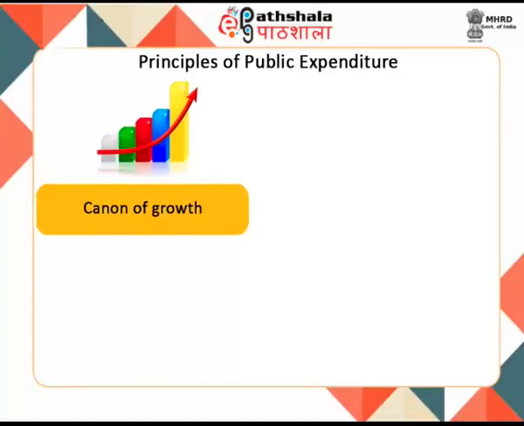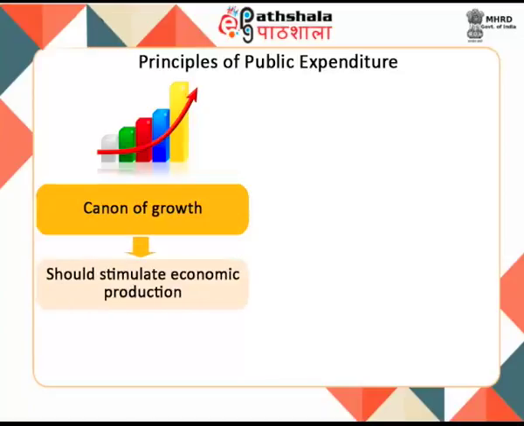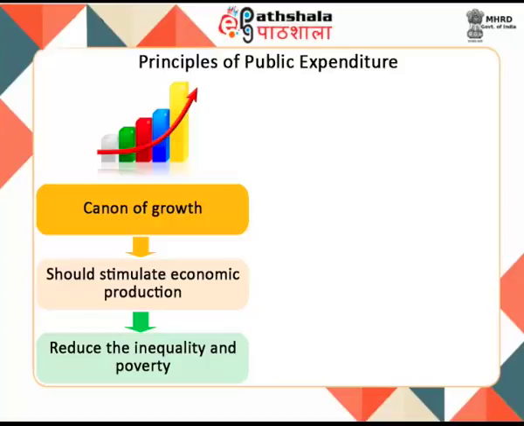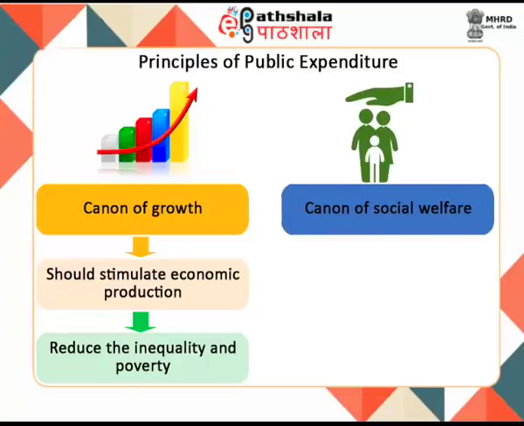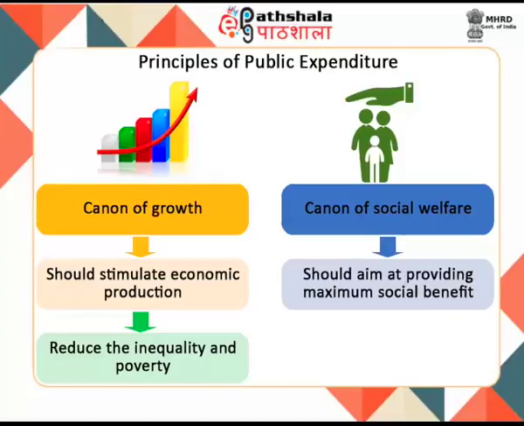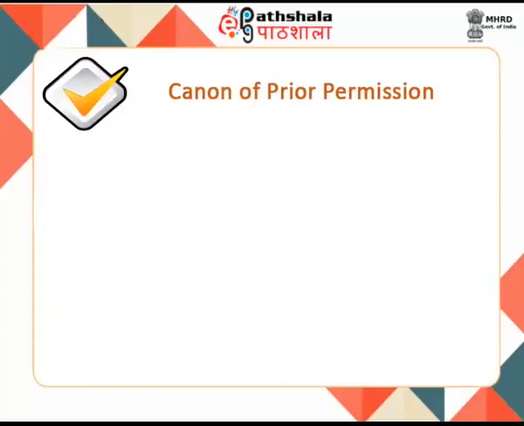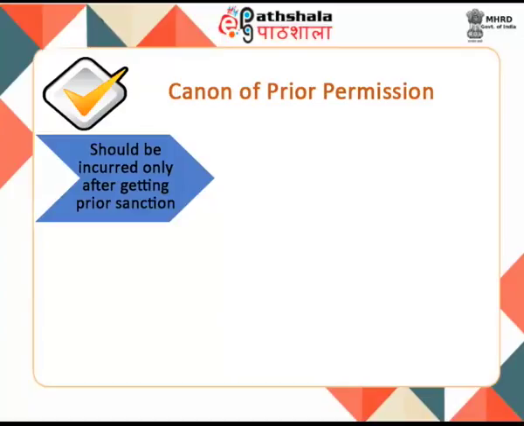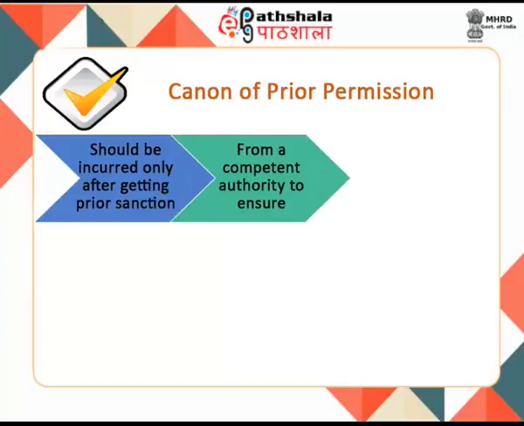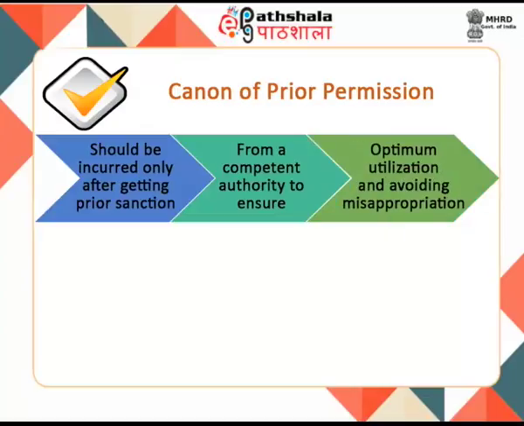Canon of growth. Public expenditure should stimulate economic production and reduce the inequalities and poverty. Canon of social welfare. Public expenditure should aim at providing maximum social benefit to the whole society. Canon of prior permission. Public expenditure should be incurred only after getting prior sanction from a competent authority to ensure optimum utilization and to avoid misappropriation.